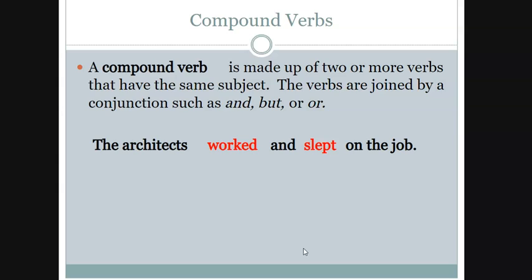subjects. A compound verb. A compound verb is made up of two or more verbs that have the same subject. The verbs are joined by a conjunction such as and, but, or. The architects worked and slept on the job. Worked and slept will be compound verbs.